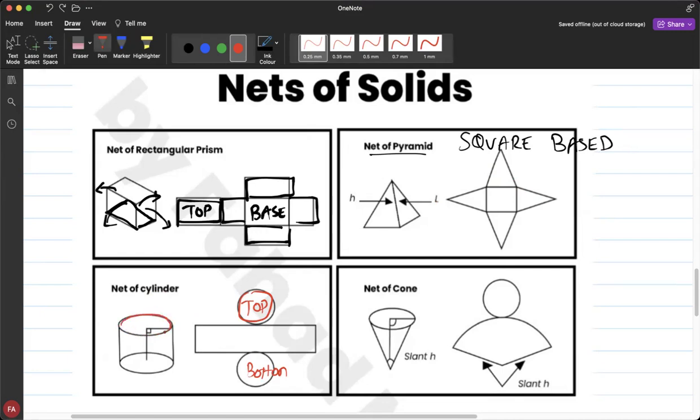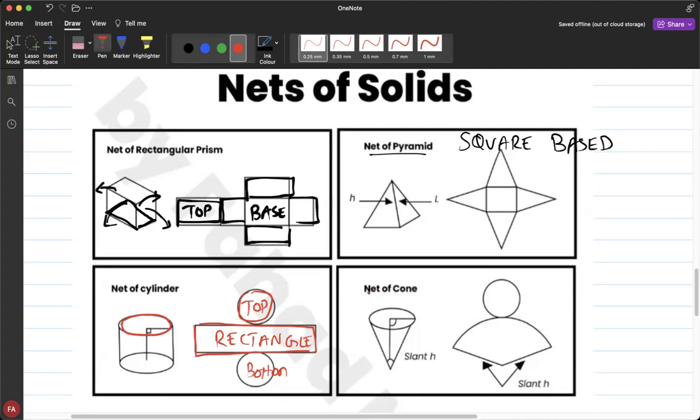The curved path, everyone, if you were to open this up, just roll a paper and try to open that up. If you try to unroll the paper, you'll realize you end up getting a rectangle. So that's how the net of a cylinder works.